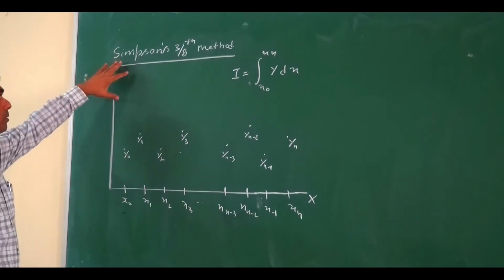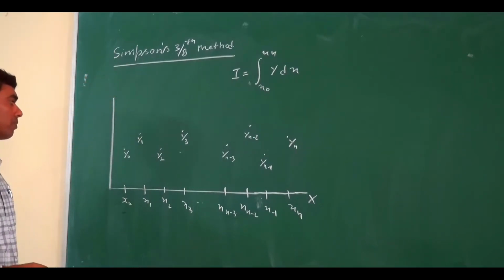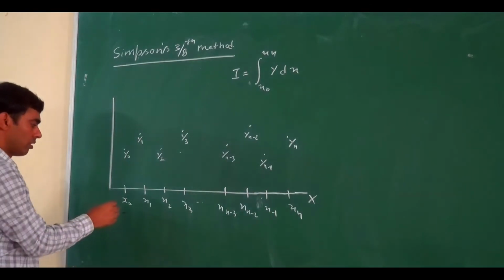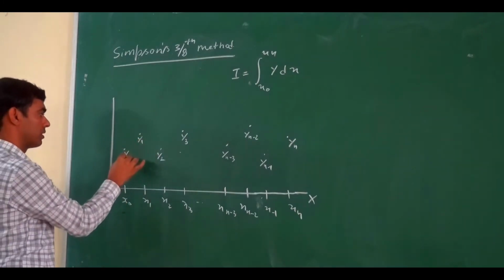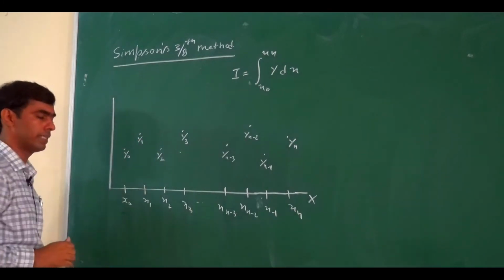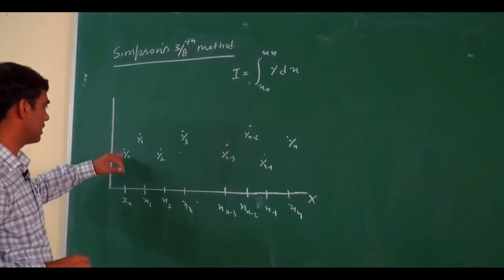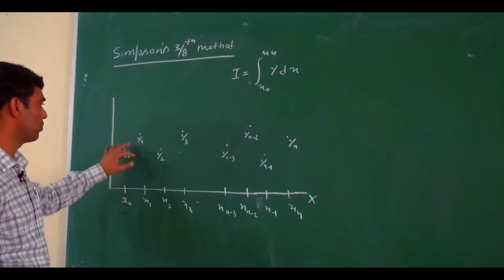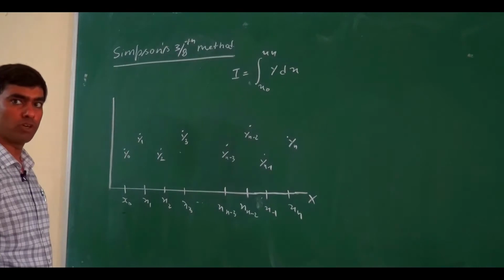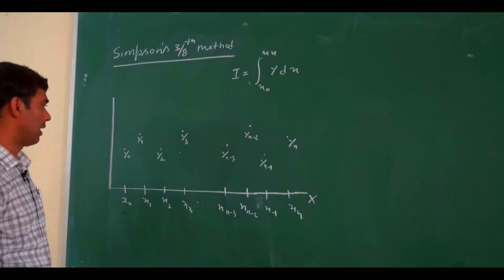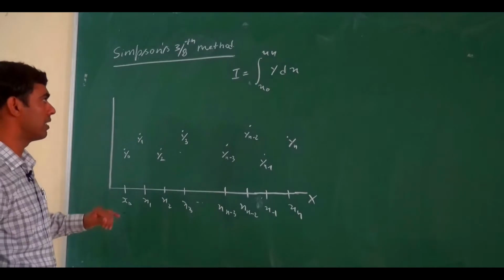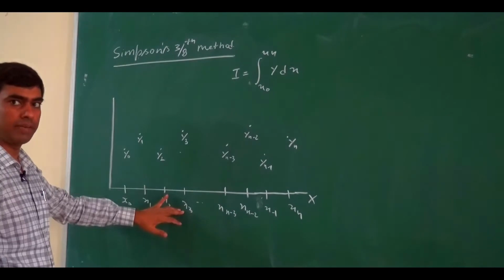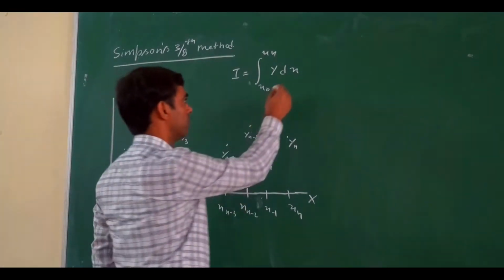Here, as we know, the Simpson 3/8 method is based on interpolation. So we try to interpolate using four values, y0, y1, y2 and y3, which means we interpolate a polynomial using four values. And as we know, if there are four known values, we are able to fit a polynomial of degree 3. So in Simpson 3/8, we use four values at a time to find the area.